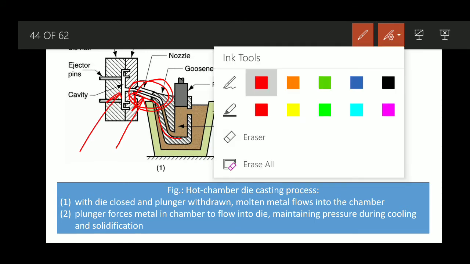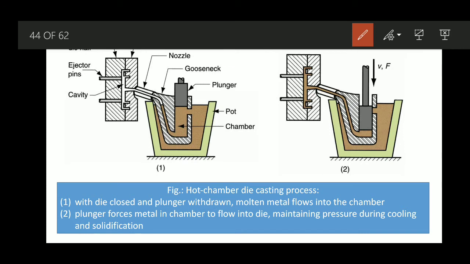Now, there are two figures we are showing. The first figure is with the die closed and the plunger withdrawn. This is the plunger, which has been withdrawn, and the molten metal now pours inside the chamber. When it is withdrawn, it creates some vacuum, that is, suction pressure is generated, and this chamber is filled with the molten metal.